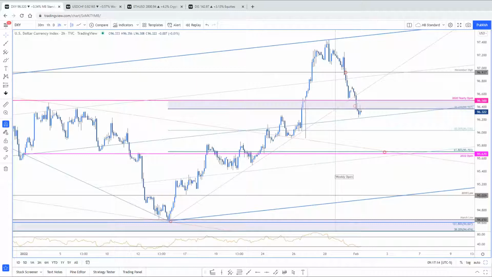We're looking for some sort of pivot here. If we break and buckle below this median line, again, there's likely to be another drop towards 95.70s. But I think the exhaustion dollar pullback is what we're looking for. So downside exhaustion in the dollar over the next couple of days.